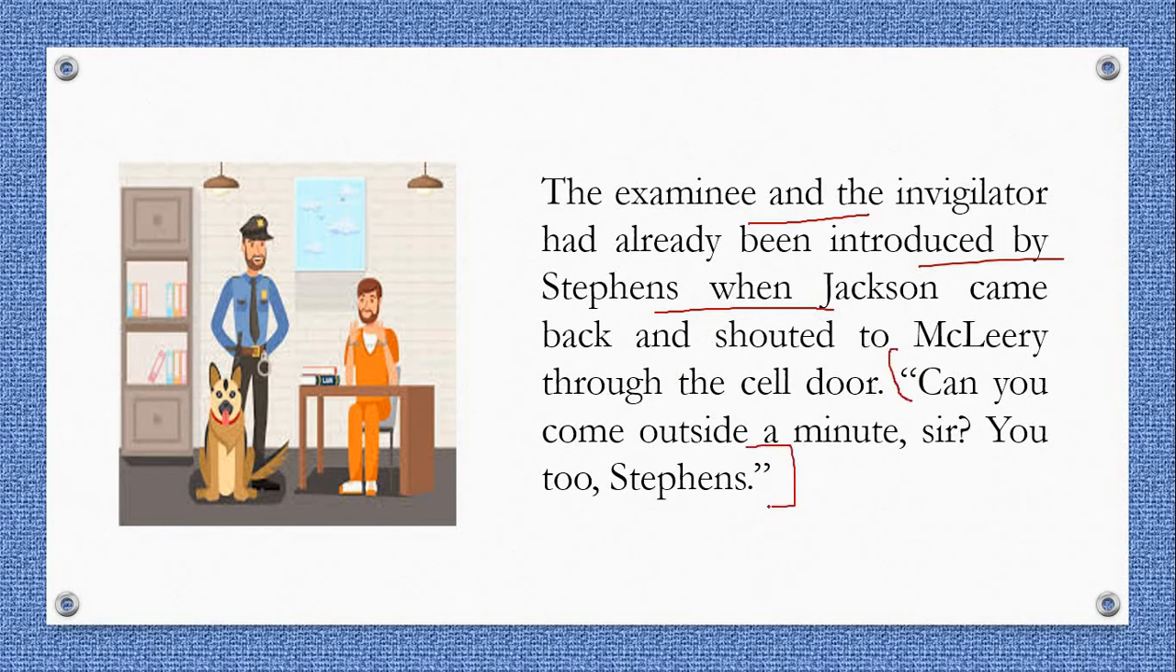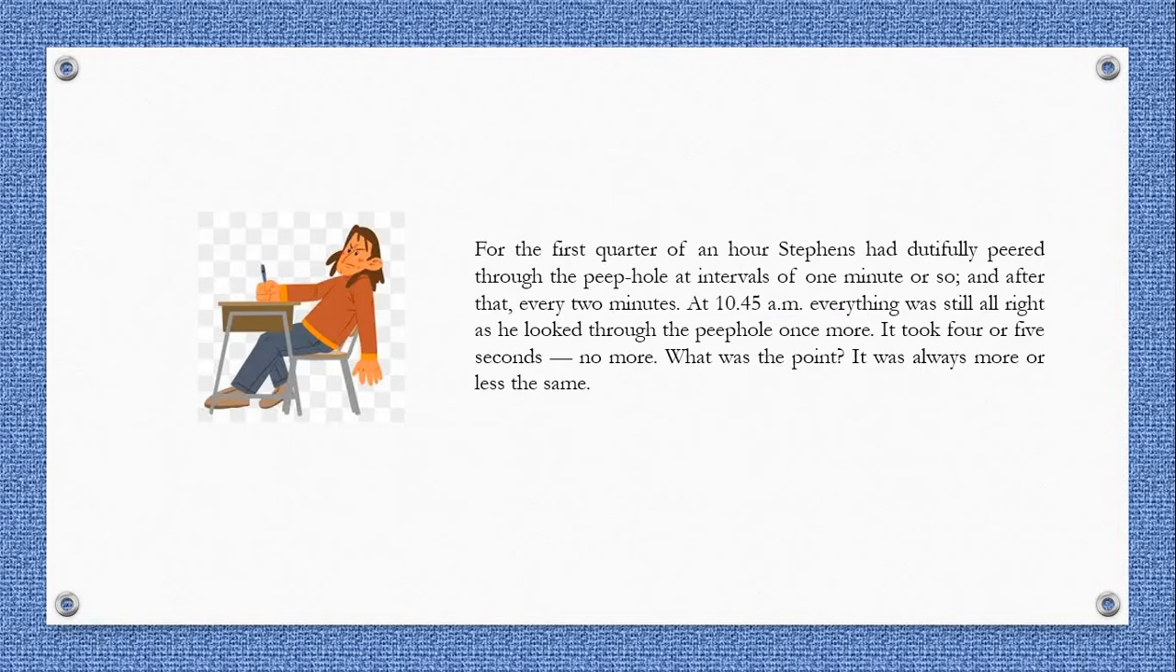Now, for the first quarter of an hour, Stevens had dutifully peered through the peephole at intervals of 1 minute or so, and after that, every 2 minutes. At 10:45 a.m., everything was still all right as he looked through the peephole once more. It took 4 or 5 seconds, no more.